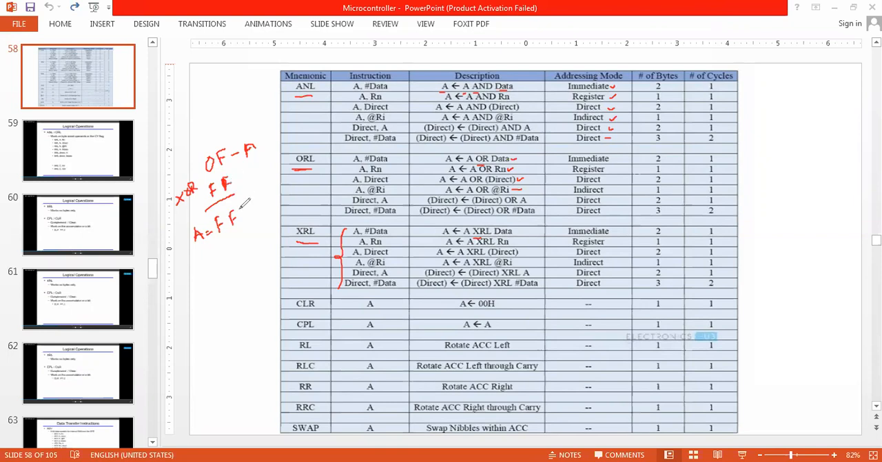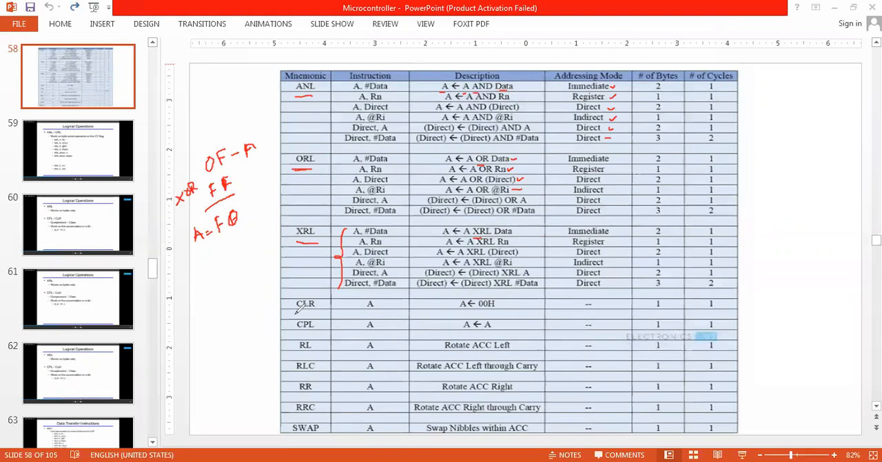Yes, FF only. Okay. So if suppose I change it to F here, then what will be the answer? 0F XOR FF. What will be the answer? It is going to be F0, since 1 plus 1 is 0. Correct. It is going to be F0. So hope it has been understood.